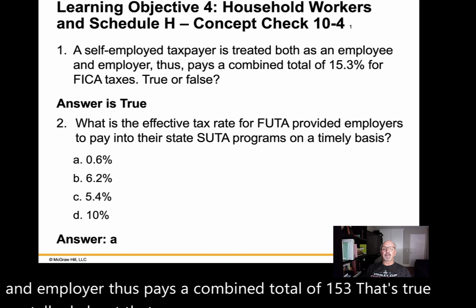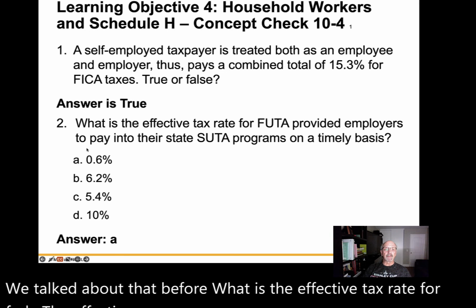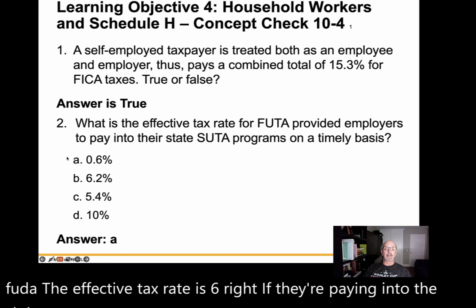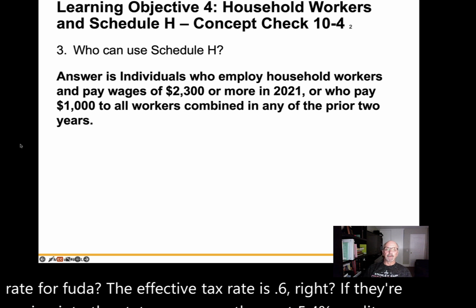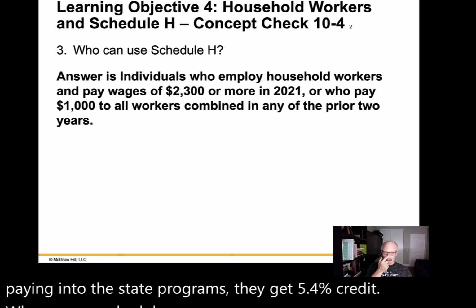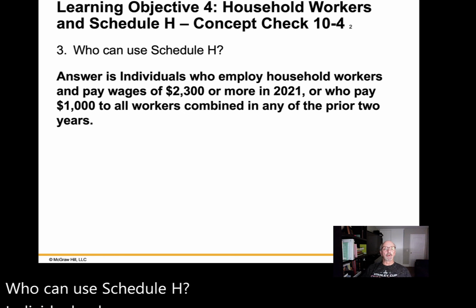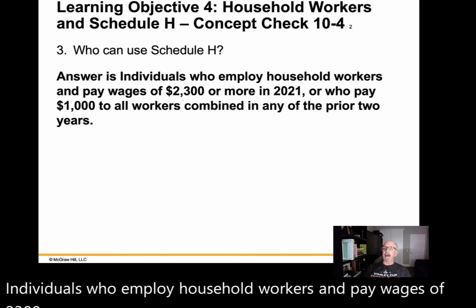What is the effective tax rate for FUTA? The effective tax rate is 0.6, right? If they're paying into the state programs, they get 5.4% credit. Who can use Schedule H? Individuals who employ household workers and pay wages of $2,300 or more, or who pay $1,000 to all workers combined in any of the prior 2 years.